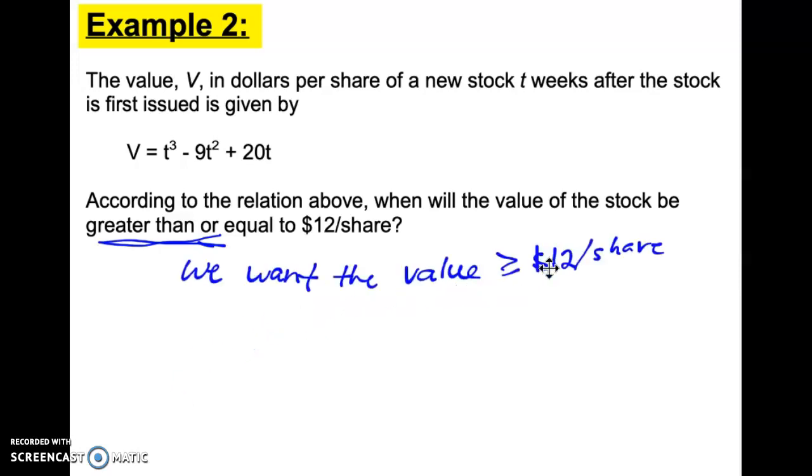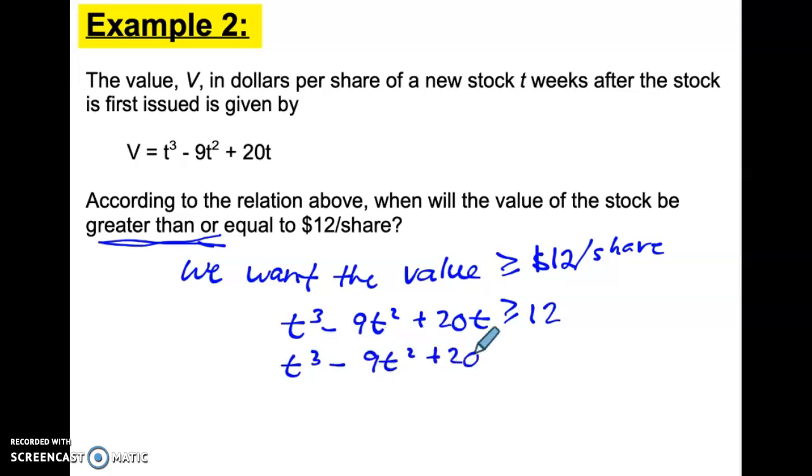So we want the value to be greater than or equal to $12 a share, so that means that t cubed minus 9t squared plus 20t has to be greater than or equal to 12. Okay, we're going to move that 12 over to the other side, because remember we always want the other side to be 0. Okay. And take a minute, pause the video, and factor this.